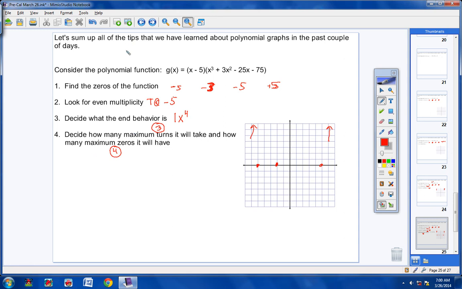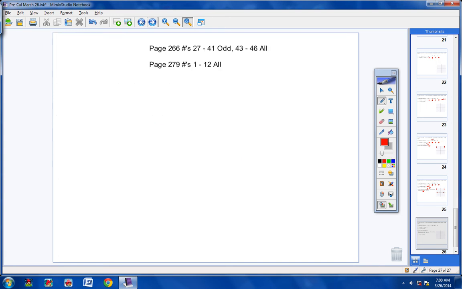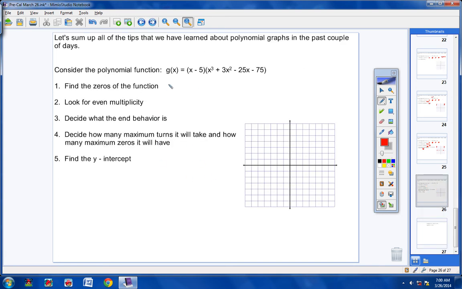All right, and then lastly, I think it's the last one. Yeah, find the y-intercept. So let's put all this down real quick. Okay, let's wrap this thing up. There are your zeros: -5, -3, and +5. We have even multiplicity at -5, so I'm going to circle that point for now. We know it's going to be tangent to that point. This is -5, so we know the graph is tangent right there. End behavior, we said it's going to go up, and it's going to go up.